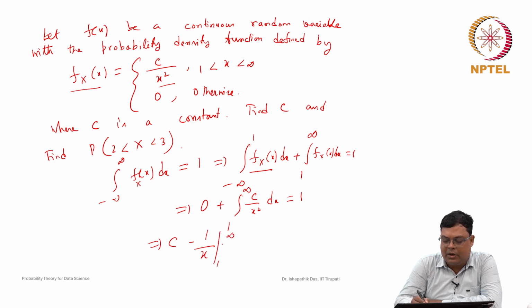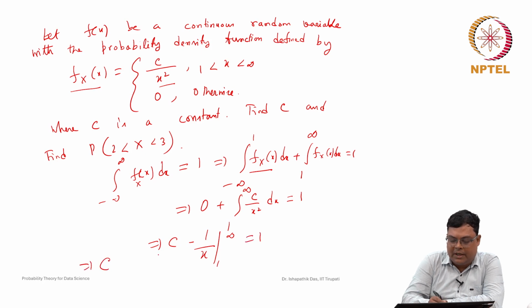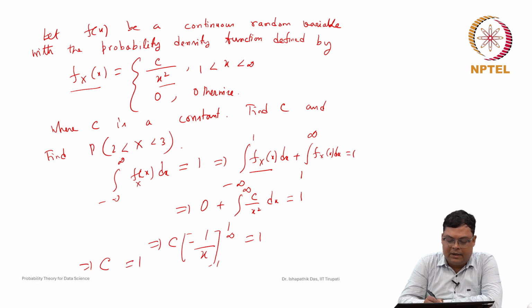Basically, we are not putting infinity directly; we take the limit of 1 by x as x goes to infinity. At infinity, -1 by x goes to 0, and at 1 this is nothing but 1. So this implies C into this is equal to 1. So basically this constant C is nothing but 1.